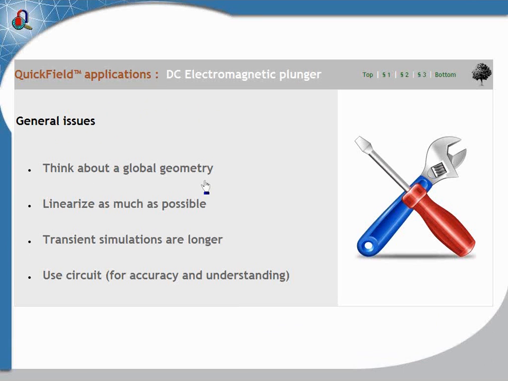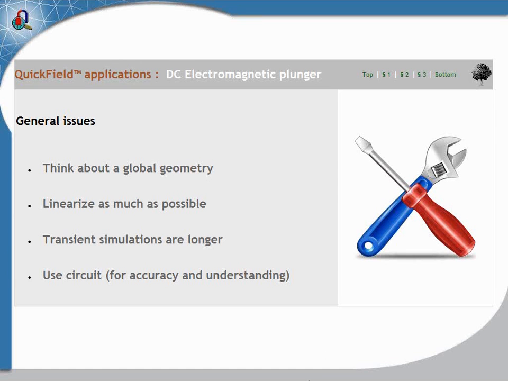First of all, we have to talk about the general issue. The general issue is about some tips. First of all is the geometry of your design. You have to know that the geometry of the design will be the common part of all the modules, either thermal, magnetic, electrostatic, or stress analysis.